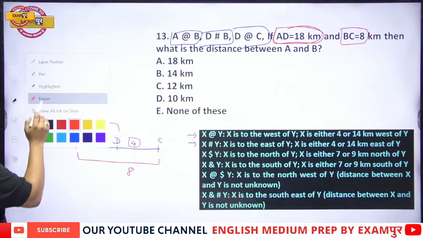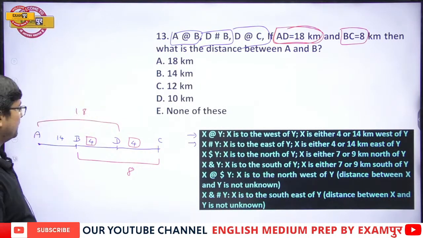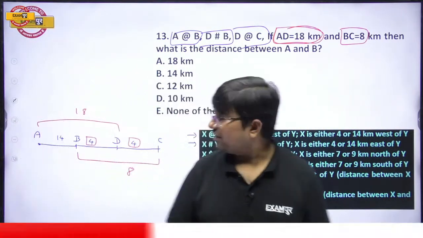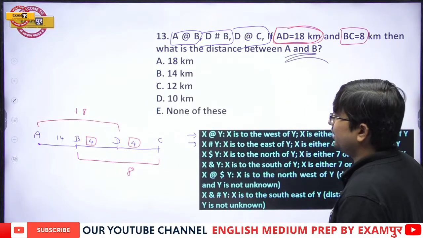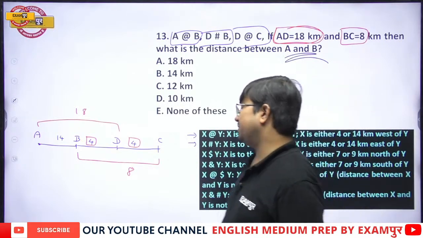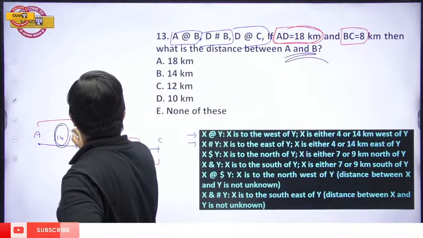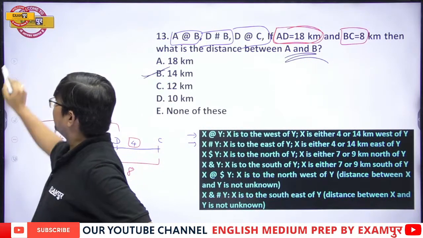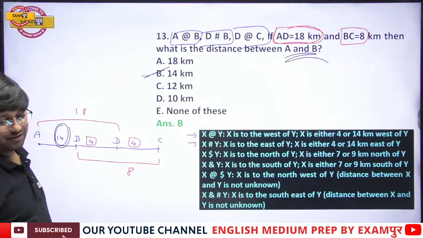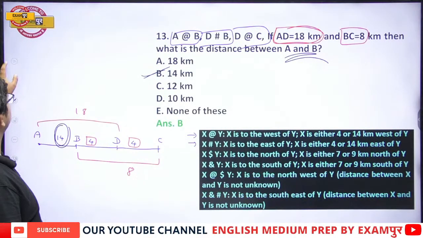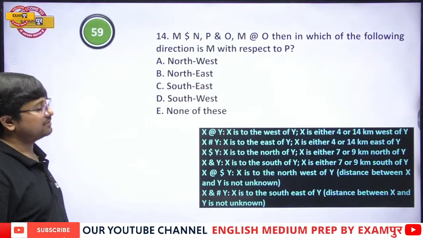And now my dear students, here we go. Done. Okay. And now, what is the distance between A and B? The distance between A and B, as you can see, will be 14. And that's the right answer. Isn't it, my dear students? Getting it or not? Fine. Next. Solve this.